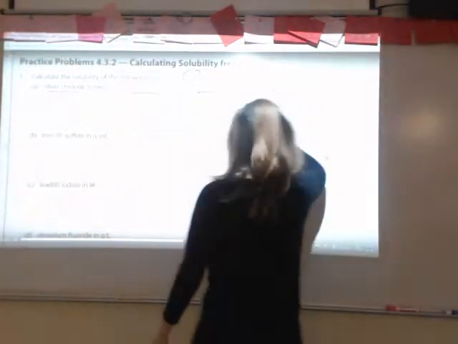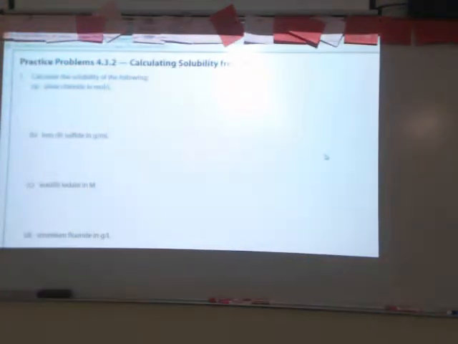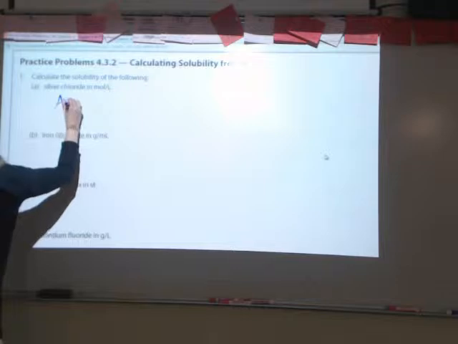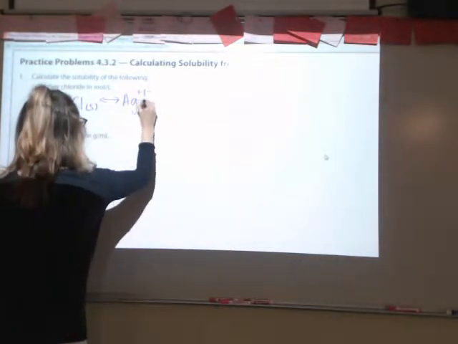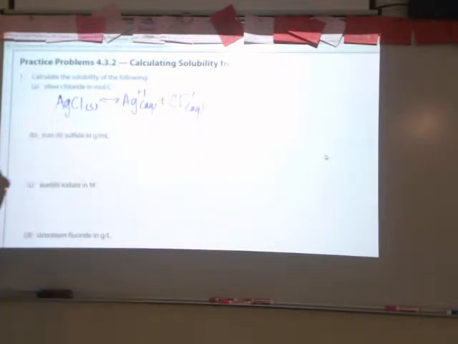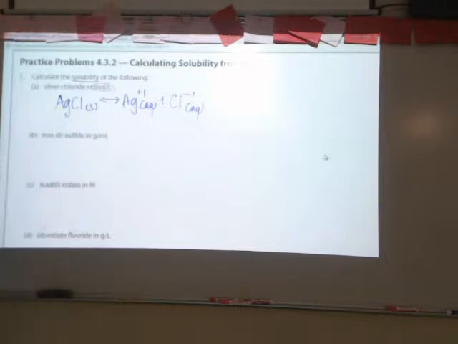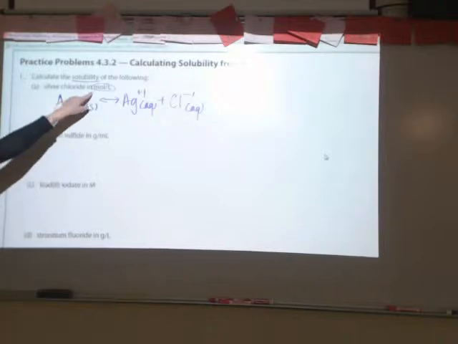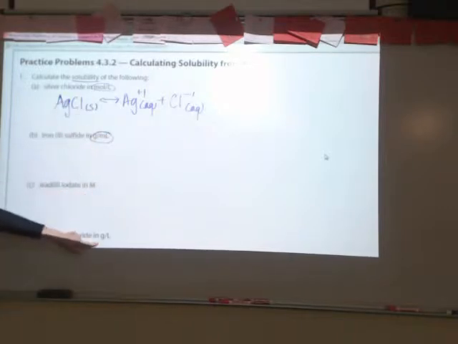where we're going to calculate the solubility from the reference Ksp. If you take a look at A, we have silver chloride. They want us to calculate the solubility in moles per liter. They will often specify what unit they want. Like here is moles per liter, here is grams per liter, here's molarity, here's grams per liter. These are just unit conversions.